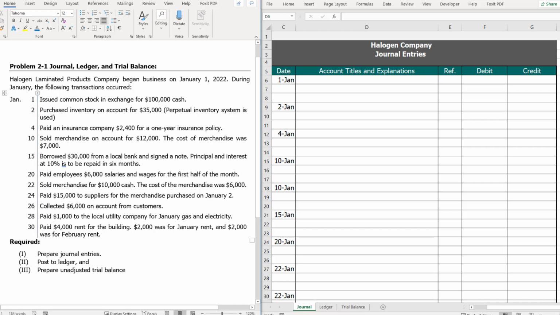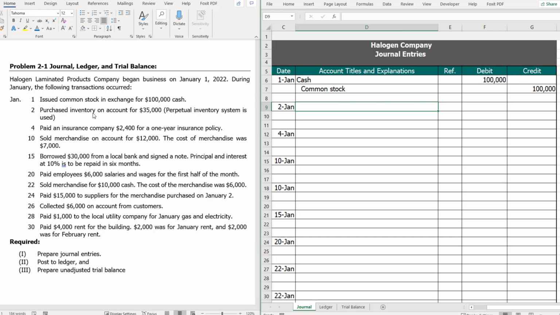During the month, the company has incurred the following transactions. The first one: issued common stock in exchange for 100,000 cash. So what should we do? We have basic cash. Cash is debit and common stock credit, right? So that is 100,000.